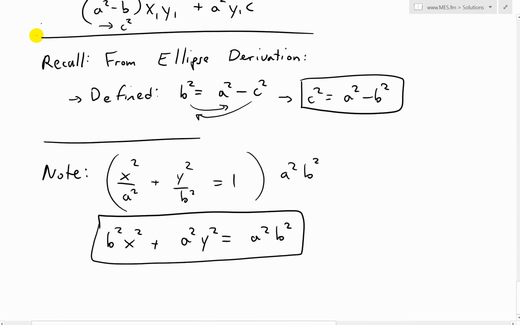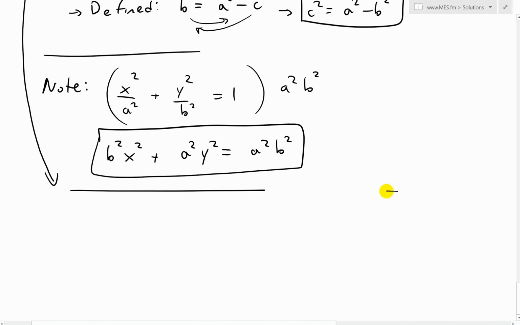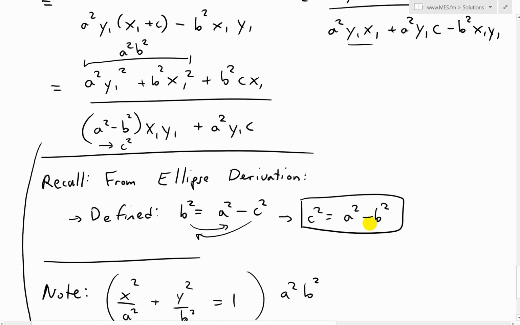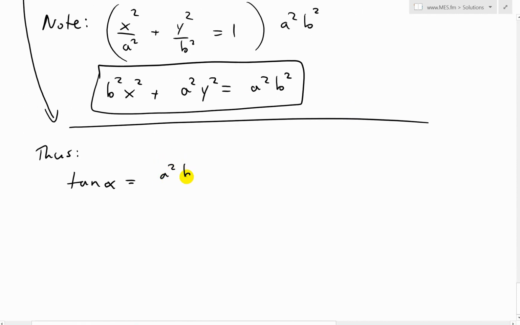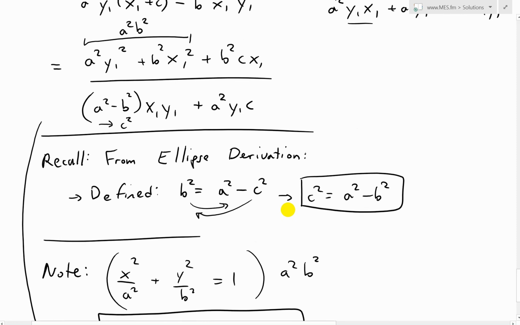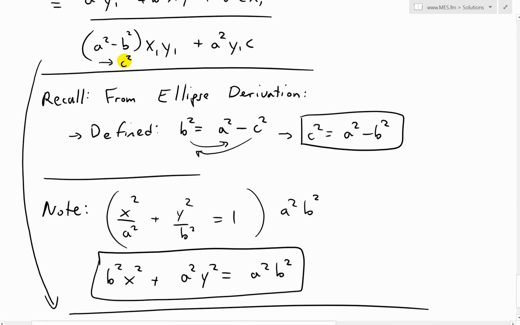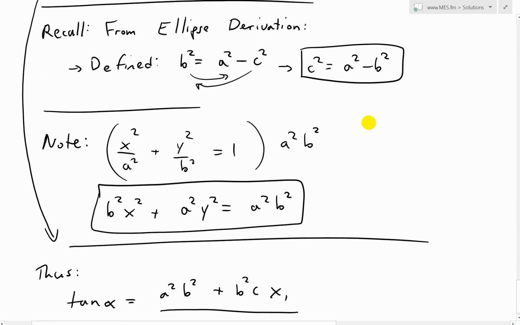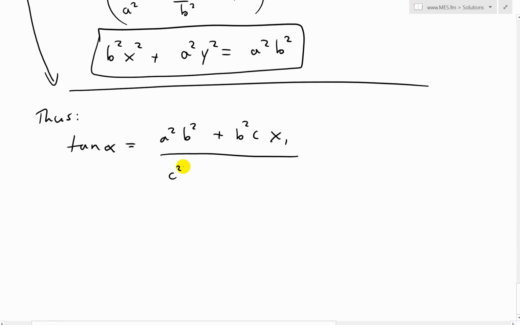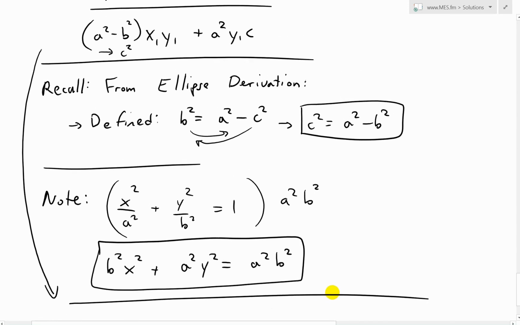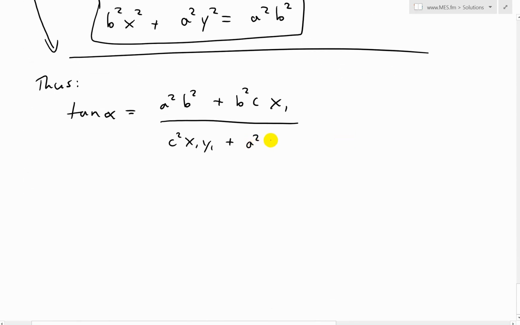So we could put this all together and finally get, thus, now we'll just put that in. So we have tan alpha equals, and let's scroll back up. Now we have a squared b squared, so that simplifies to that, plus b squared c x1. And then we divide this all out by c squared x1 y1, plus a squared y1 c.